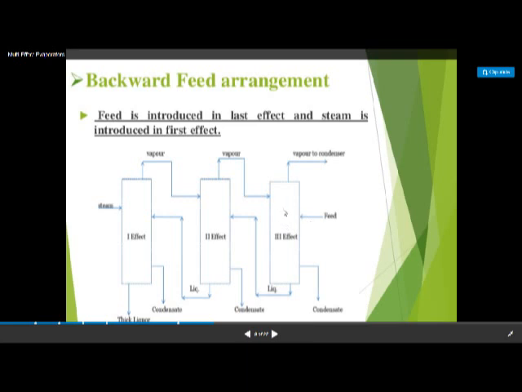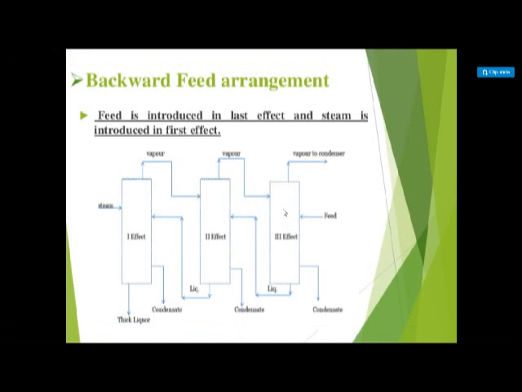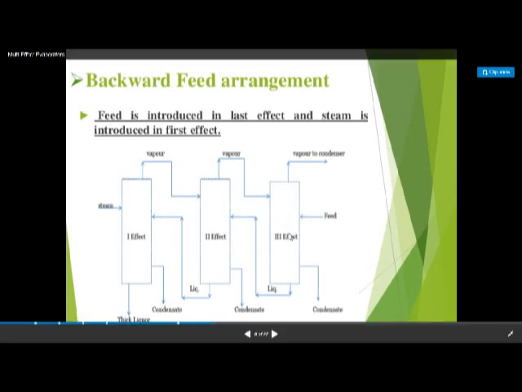Here at low temperature the feed will evaporate first, then it will move to the second one, and from the second one it will move to the first one, while steam is introduced into the first. So you can see here the liquid concentrate from the last one is collected, and it is used as a feed introduced into the second effect, then liquid concentrate from the second effect is collected and it is then introduced into the first effect, right?